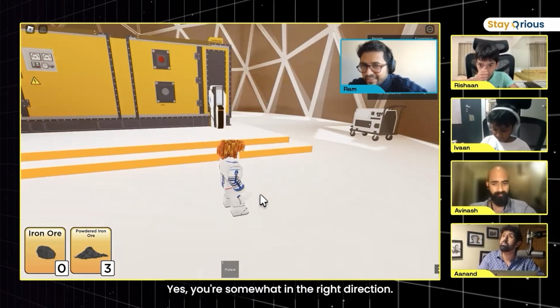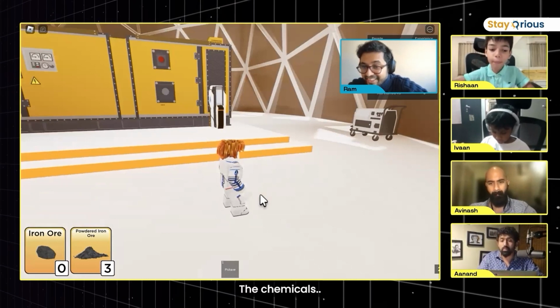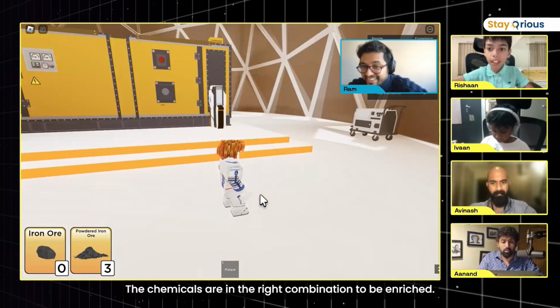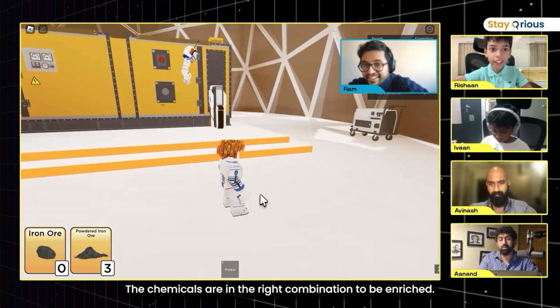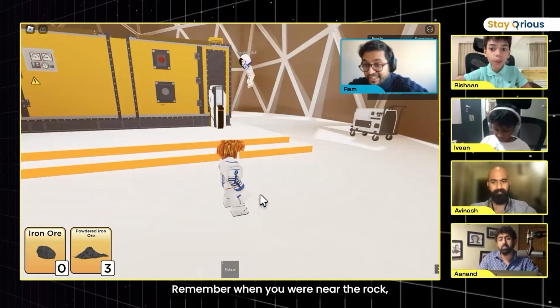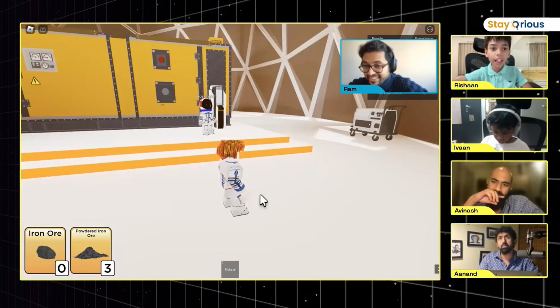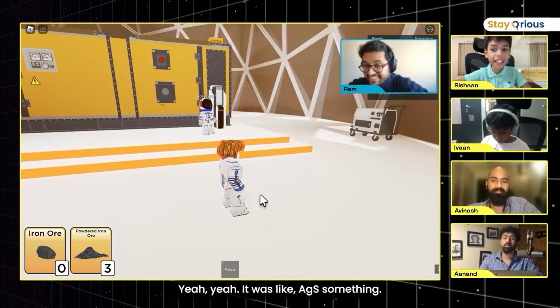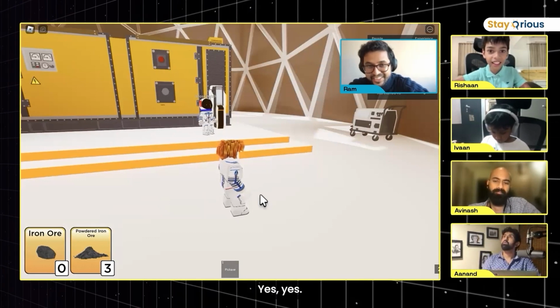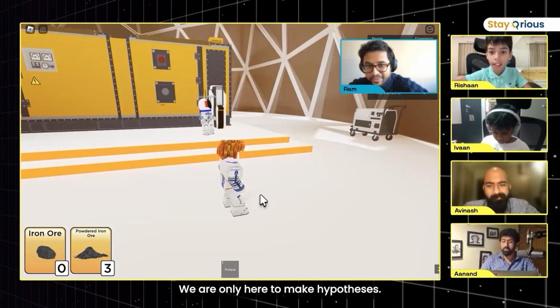Yes, you're somewhat in the right direction. It's something to do with the chemicals being in the right combination to be enriched. It's something to do with the chemical formula of your ore. Remember when you were near your rock, it showed something, AgS or something? Correct, AgS something. Yes, so that's something to do with it, but that's perfectly fine. We'll come to that. We are only here to make hypotheses.